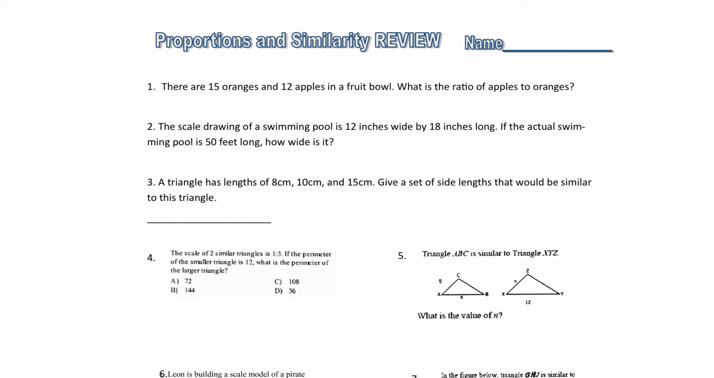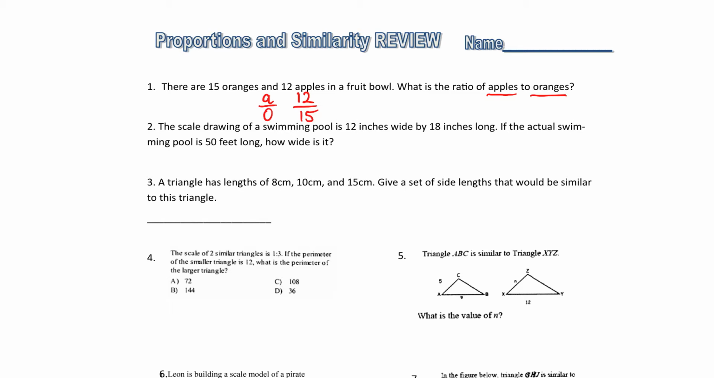Okay, so number 1 says there are 15 oranges and 12 apples in a fruit bowl. What is the ratio of apples to oranges? Okay, good. So the order matters here. Apples to oranges. So how many apples are there? 12. Okay, so let me write it like this. Apples to oranges is our ratio. There's 12 apples and there are 15 oranges.